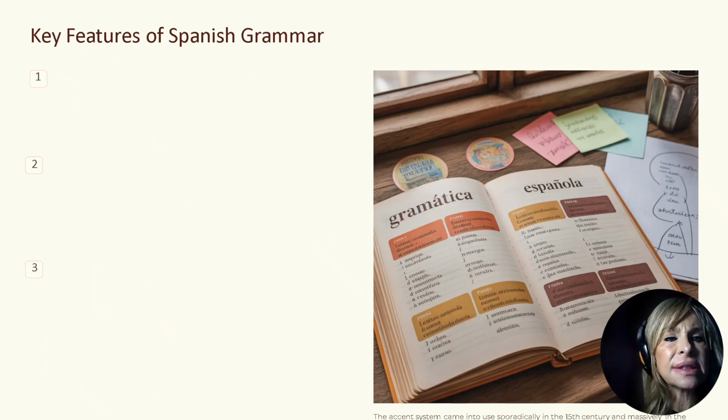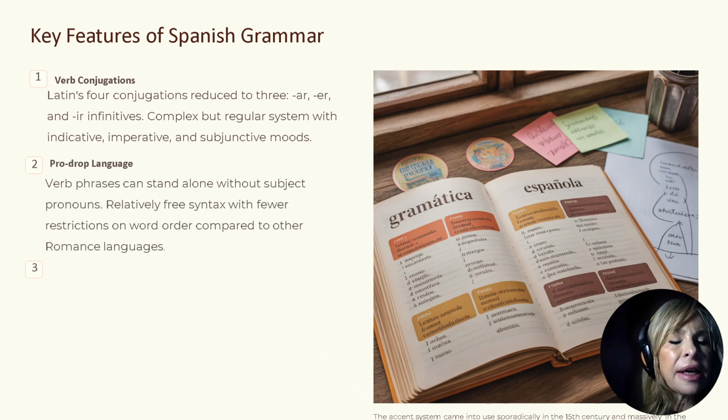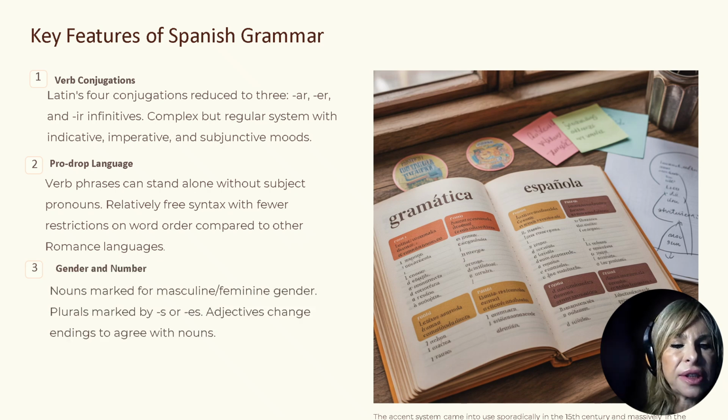Let's take a look at some key features of Spanish grammar. Verb conjugations, which are reduced to three, -ar, -er, -ir in infinitives, with a complex variable system with indicative, imperative, and subjunctive moods. Verb phrases can stand alone without subject pronouns. Free syntax with few restrictions on word order compared to other Romance languages.